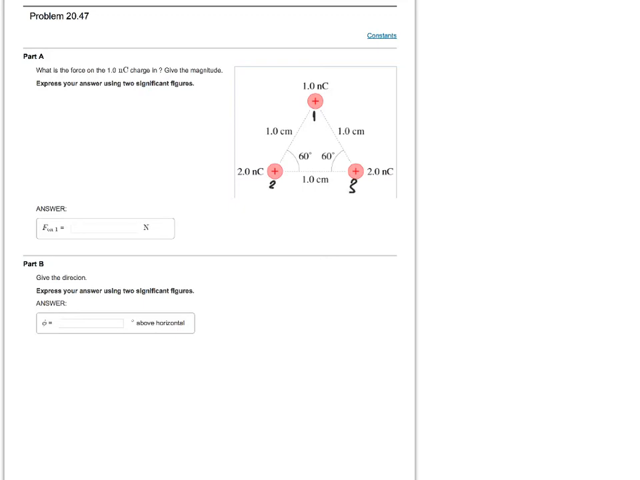And I'm going to think just about the direction of each force. So 1 and 2 are both positive. They are going to repel each other, so that means I'm going to have F12 going up like that. 1 and 3 are also both positive, so they also are going to repel each other, so I'm going to have F13 going up like that.